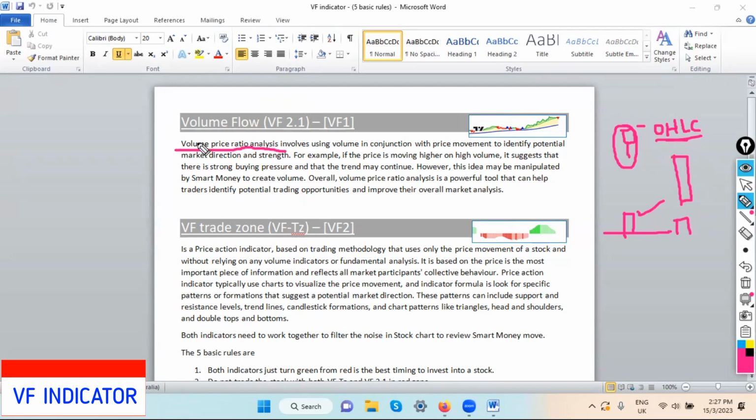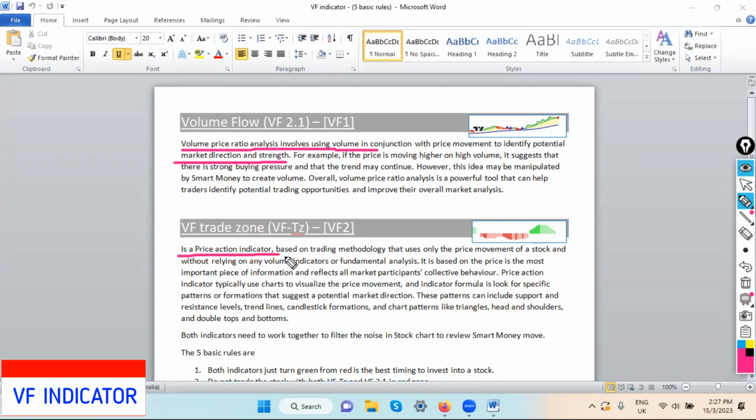So in VF1, this volume ratio analysis uses volume in conjunction with price movement to identify potential market direction and strength. This is the definition of VF1. However, for VF2, we use only a price action indicator.